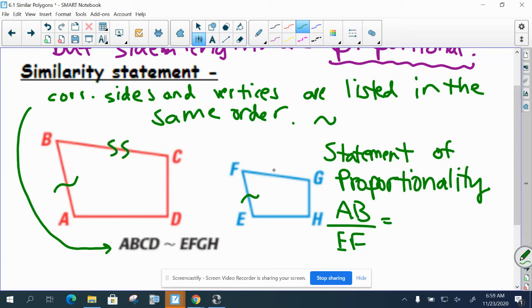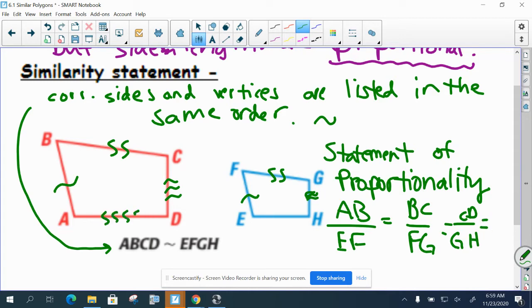So BC to FG, and that should be equal to CD to GH, and then that should be equal to DA to HE. So DA to HE. All right, so notice kind of like with congruence, we use tick marks. With similarity, and I don't know if this is really in the book, but this is just some markings I find helpful, is to do a squiggle to indicate the corresponding proportional sides.